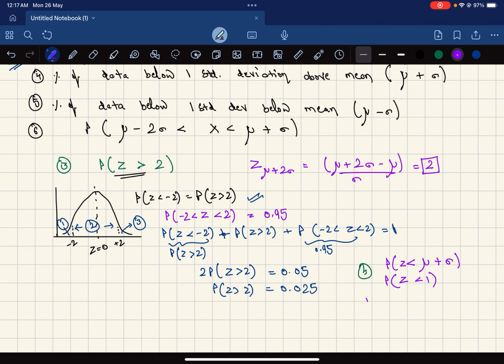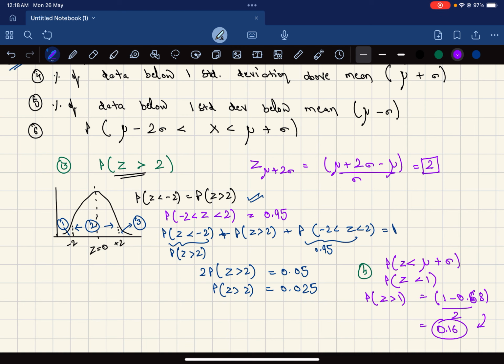We can easily calculate P(Z > 1) using the first empirical rule as (1 - 0.68)/2, because 68% of the values lie within 1 standard deviation of the mean. Therefore, there are 16% of the values, so that is 0.16, which lie outside one standard deviation of the mean on either side of the mean.